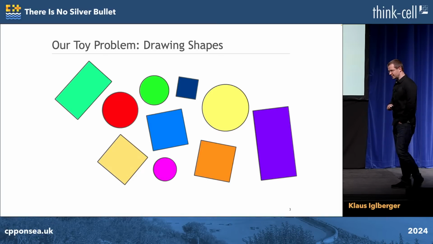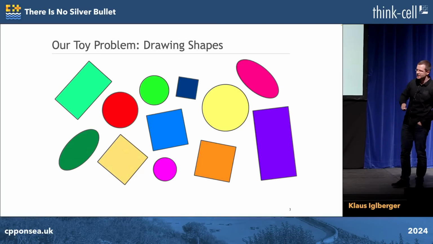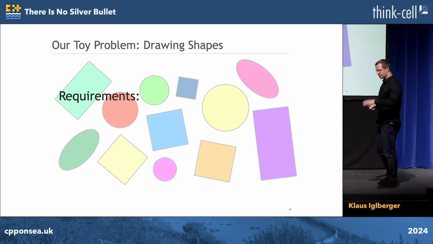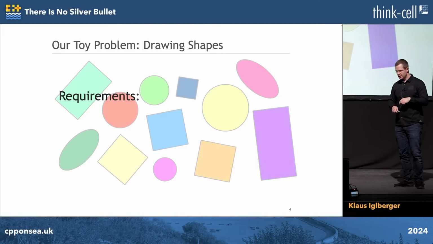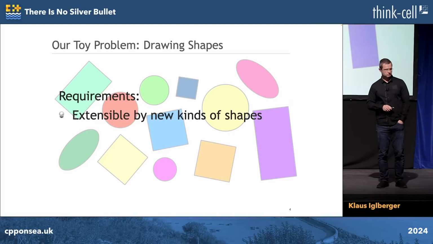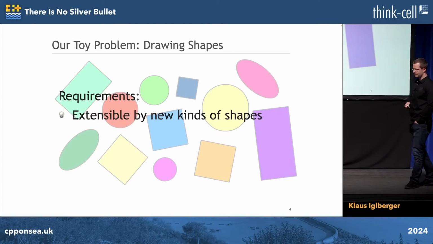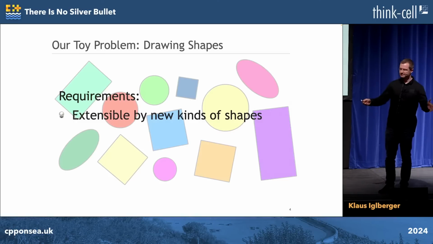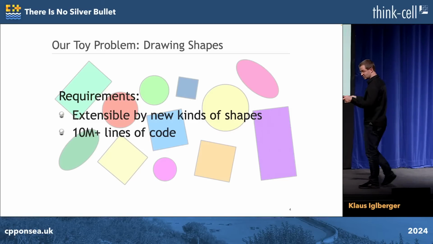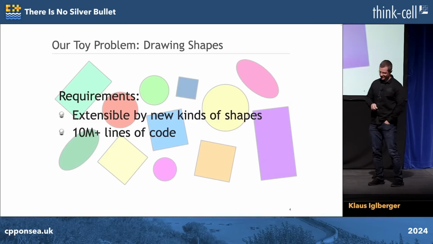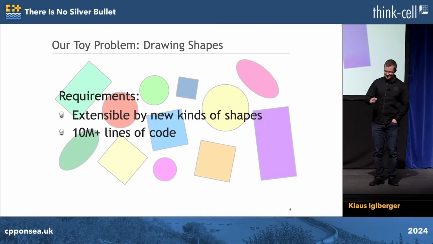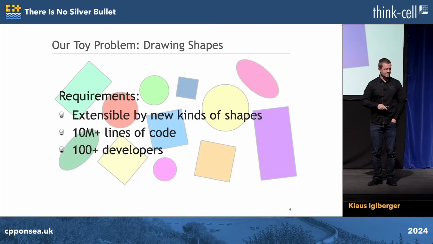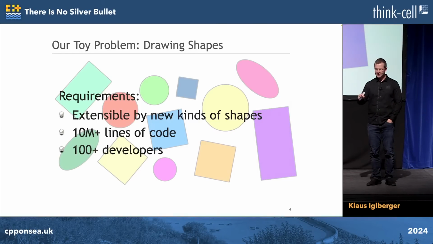So first, I eventually want to add more kinds of shapes. So initially it will be circles and squares, but eventually I want to have more. That's a pretty important point. So I want the extensibility of new kinds of shapes. But then, sure, on slides it's always tiny little examples. Please think big. After all, this will be eventually a 10 million lines of code base, and probably 100 developers will work on that, perhaps even more. So that's the kind of scale that we're now talking about.